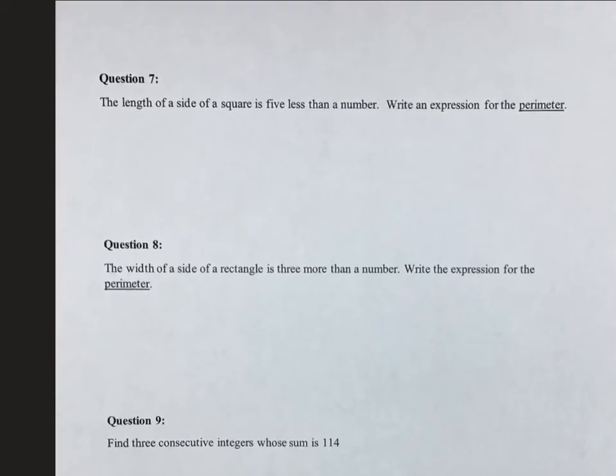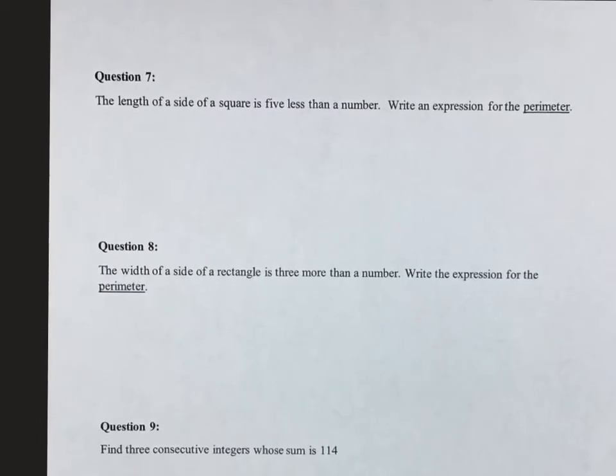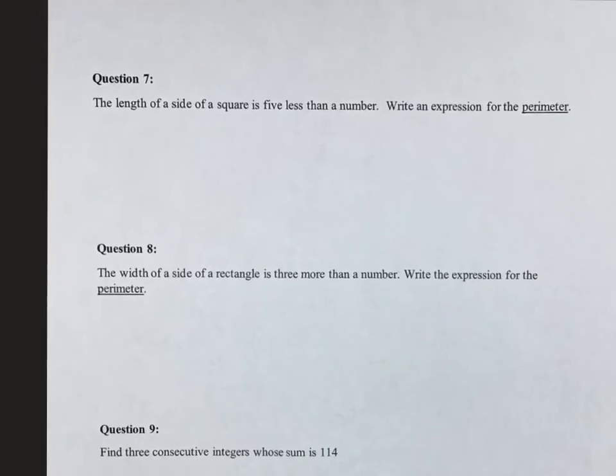Okay, guys, we're now on the back side of, actually, second page of our notes, page 10. I'm going to do a couple of word problems here. So let's start off with this first one up here, number 7. It says the length of a side of a square is 5 less than a number. Write an expression for the perimeter.